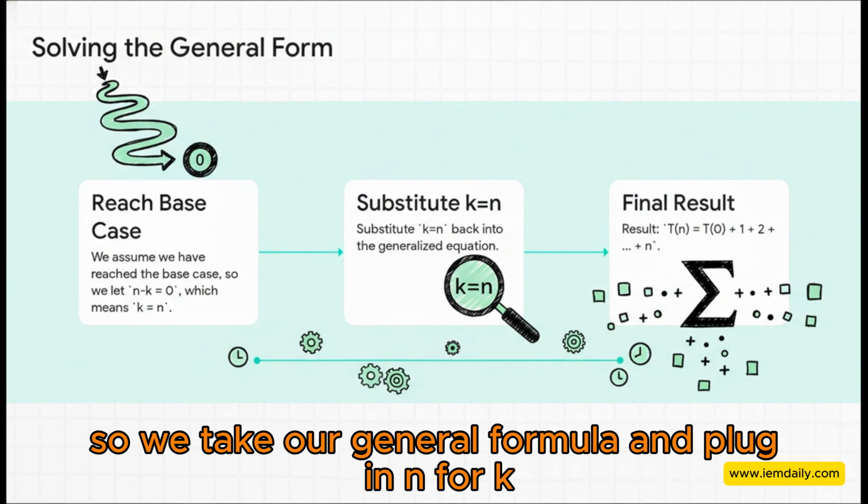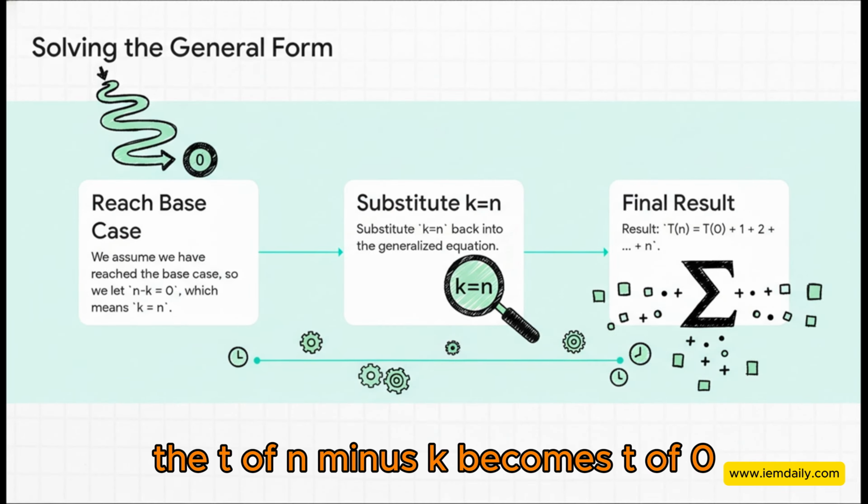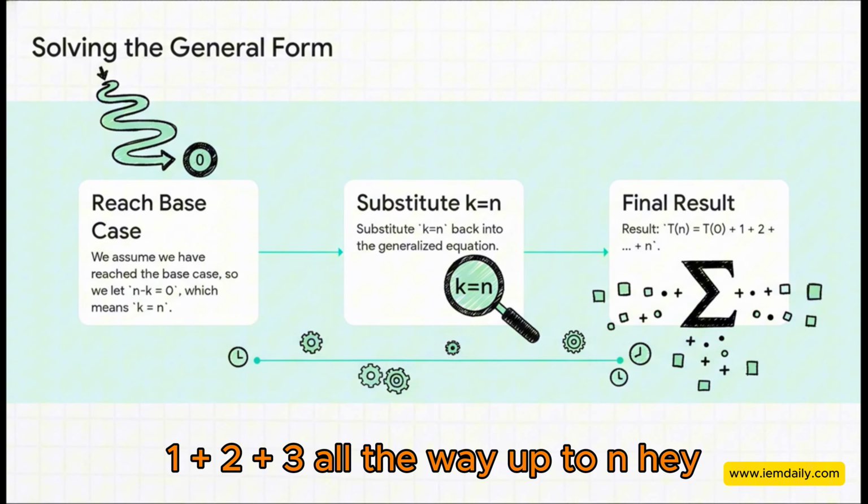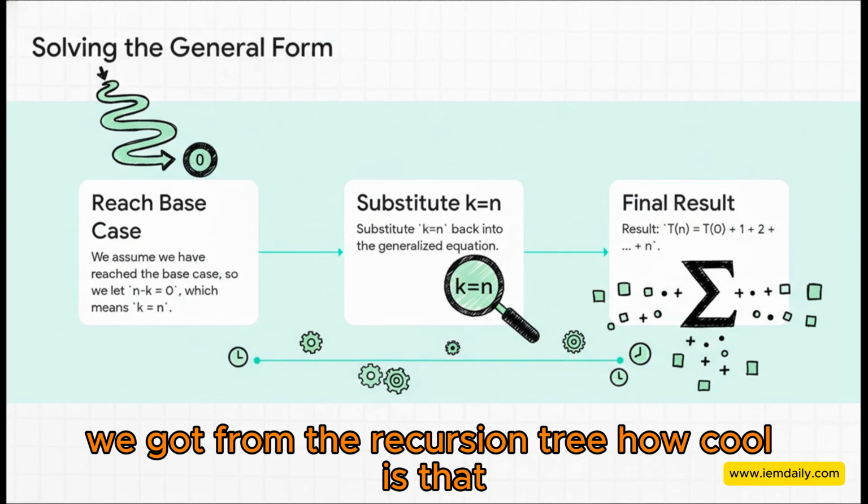So we take our general formula and plug in n for k. The t of n minus k becomes t of 0. And that series at the end becomes 1 plus 2 plus 3 all the way up to n. Hey, that's the exact same sum we got from the recursion tree.